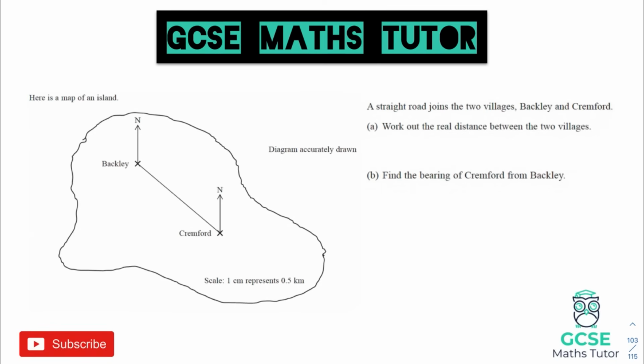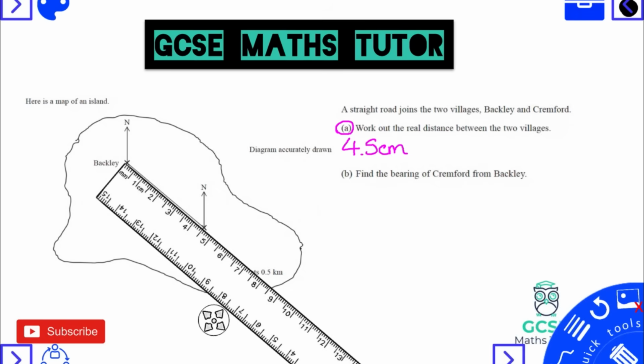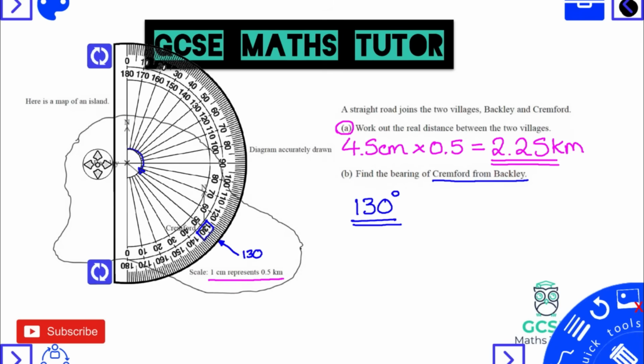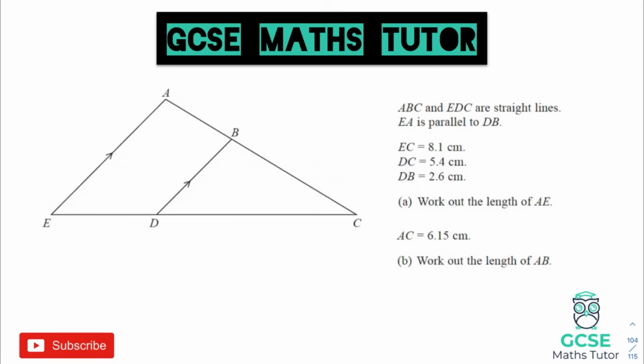When you have bearings, you're going to need your protractor and most likely your ruler if it has a scale. So for this one, we measured the distance, it comes out as 4.5 centimetres, and it says on the scale that 1 centimetre is 0.5 kilometres, so we can multiply that distance. When you are measuring the angle, get your protractor, measure it out really carefully, remember you're measuring from north.